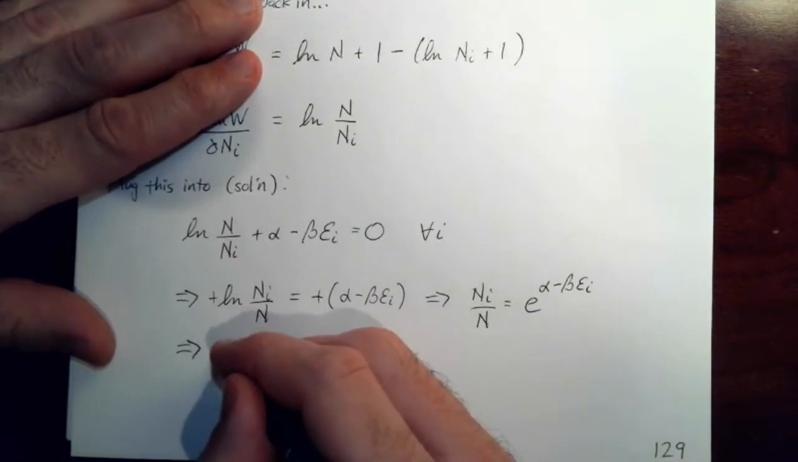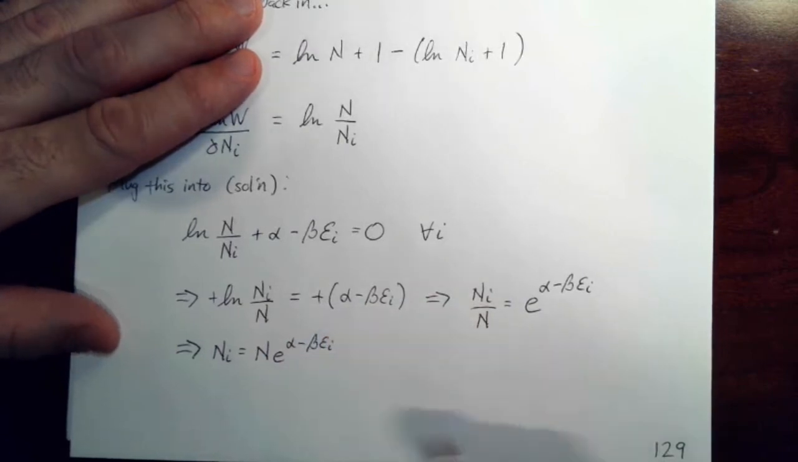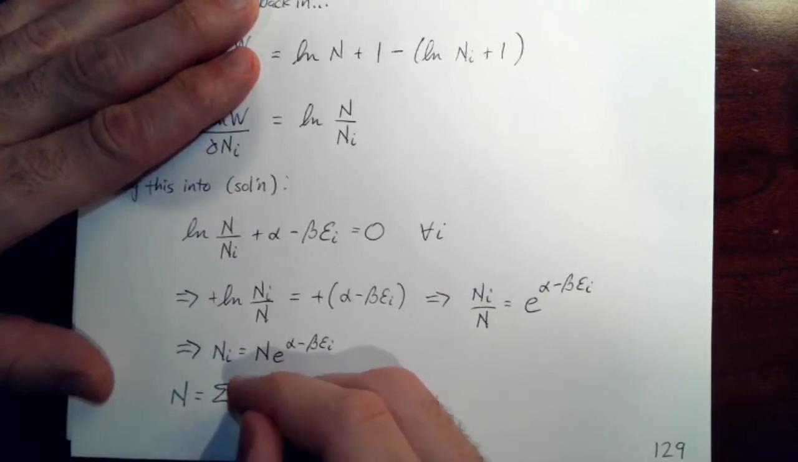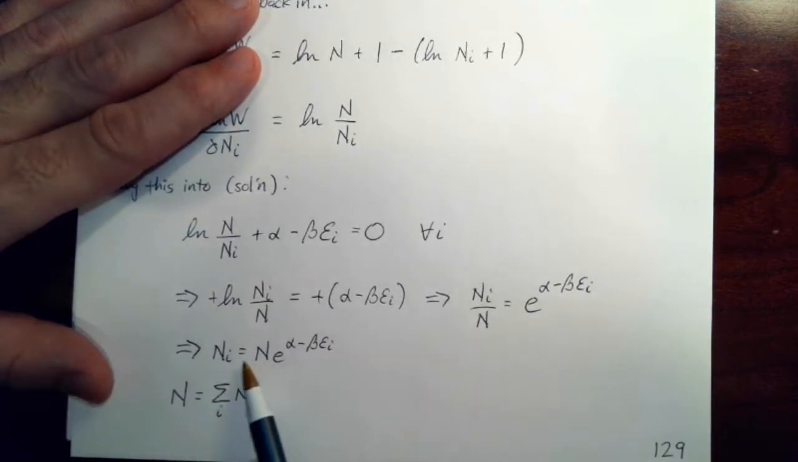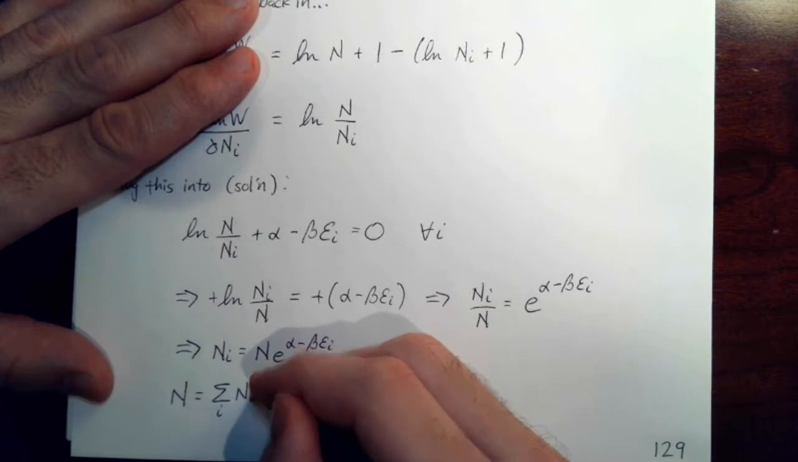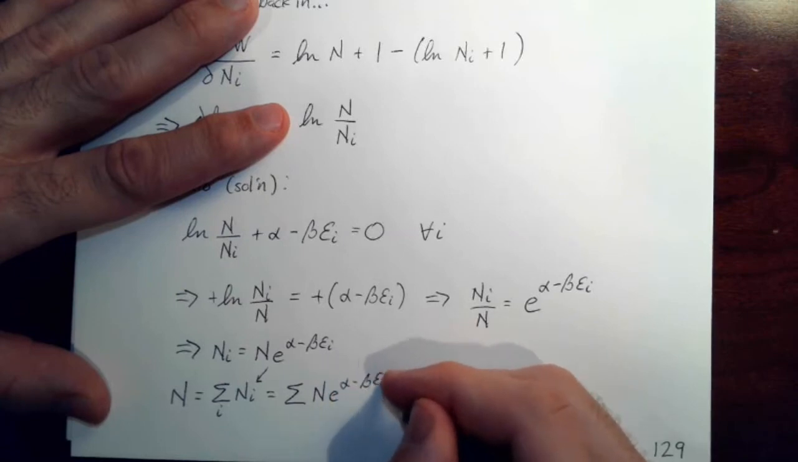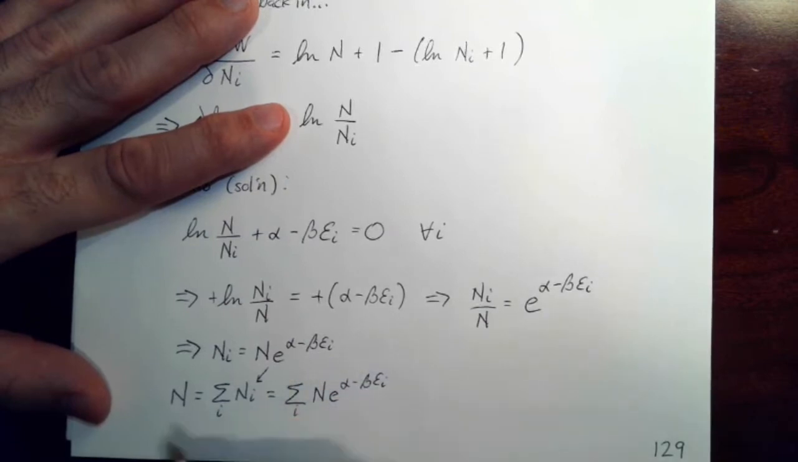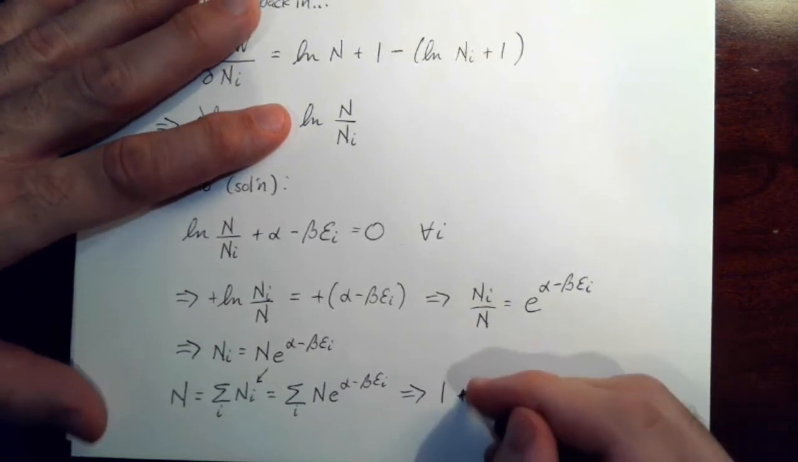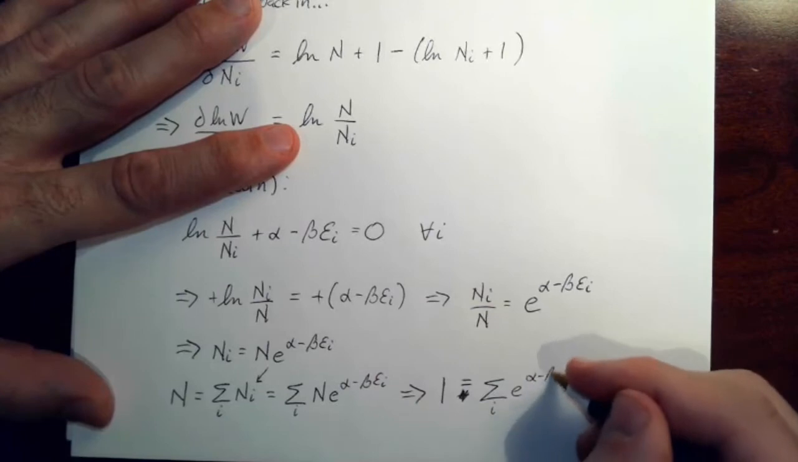I can rearrange this and solve for Ni. So Ni is going to be N e to the alpha minus beta epsilon I. Then notice that N, remember, is defined to be the sum of all the Ni's, and here's a formula for the Ni's, so I want to plug that in right here. I end up with the sum of N e to the alpha minus beta epsilon I. N is a constant that I can pull out, and it's going to cancel with this N. So what I'm left with is 1 equals the sum of e to the alpha minus beta epsilon I.